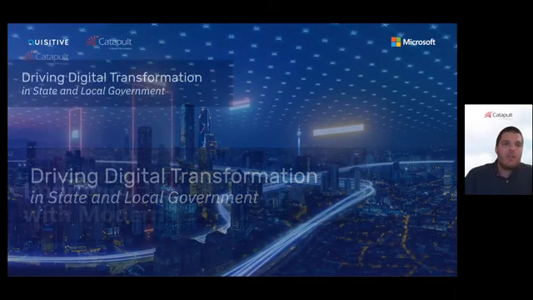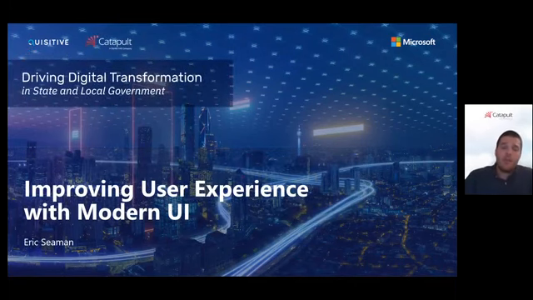Today, we have a use case for you about improving user experience with modern UI. And I think for a lot of directors at local and state agencies, this will be a very, very familiar use case or case study that you may be dealing with in your organization.